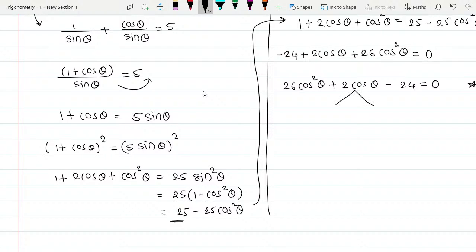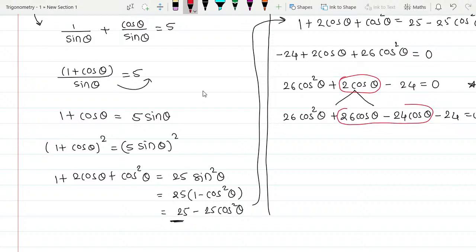How can you split this 2 cos theta in such a way that I get the factors 26 and 24? So that can be written as 26 cos square theta plus 26 cos theta minus 24 cos theta, and this minus 24 as it is, equals 0. So what I have done is I have written 2 cos theta as 26 cos theta minus 24 cos theta. Why? You will understand in the next step.